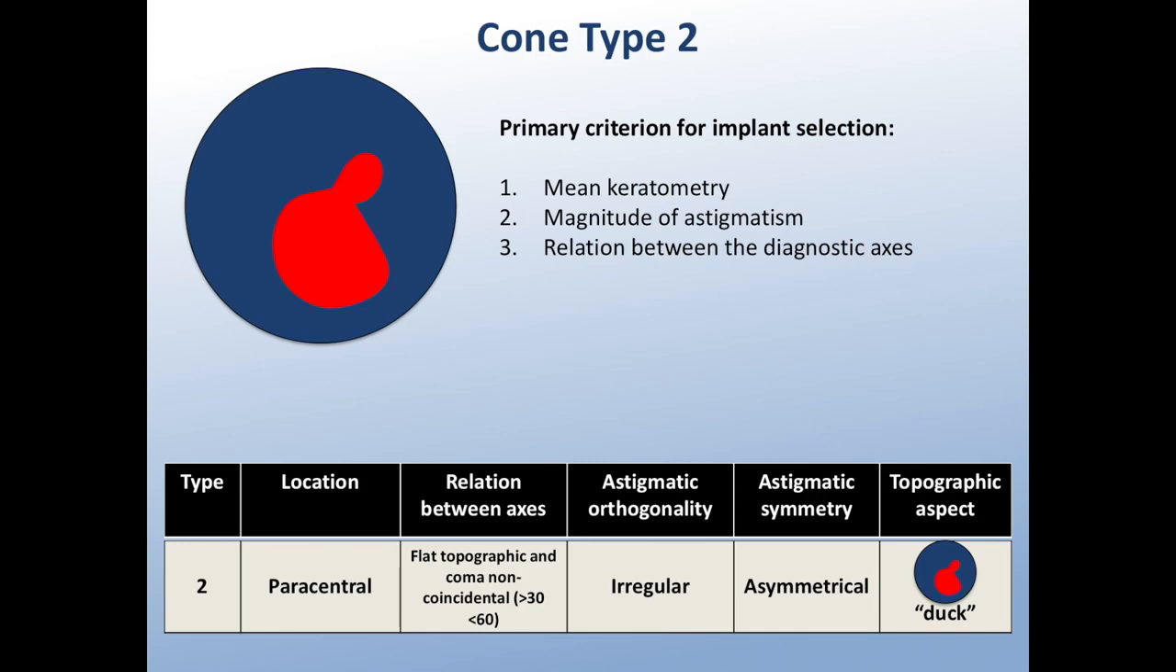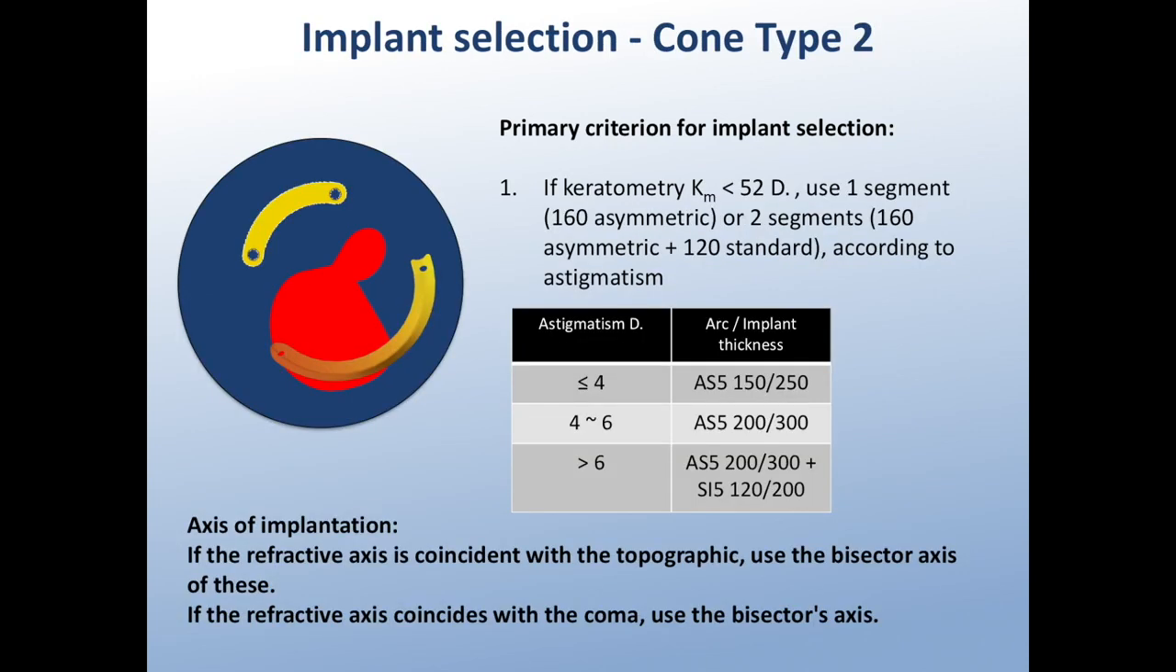The relationship between the topographic and coma axes is not coincident. The orthogonality of the astigmatism is irregular, and the astigmatism is by definition asymmetric. In this type of keratoconus, the progressive or asymmetric rings are used.